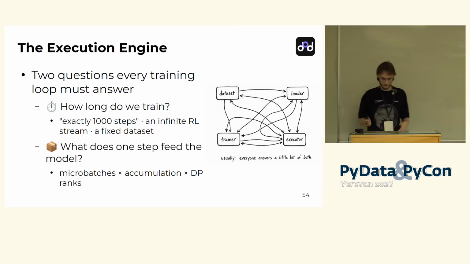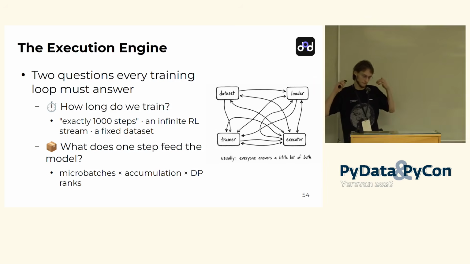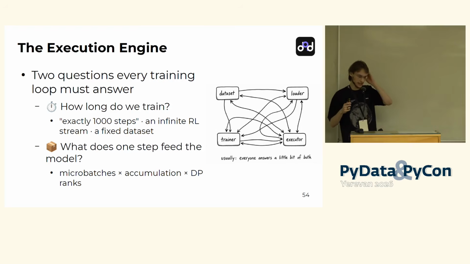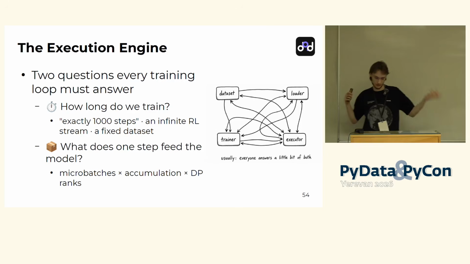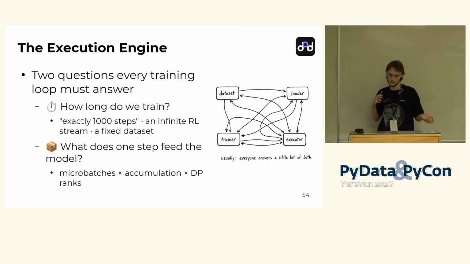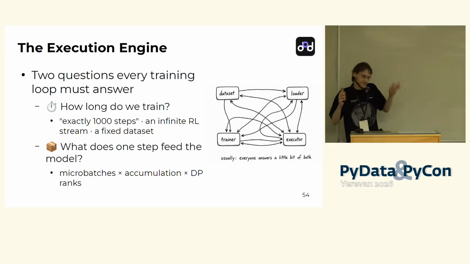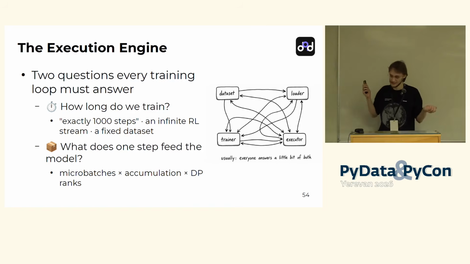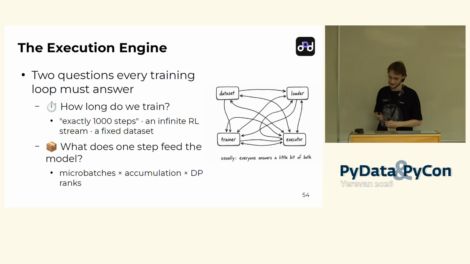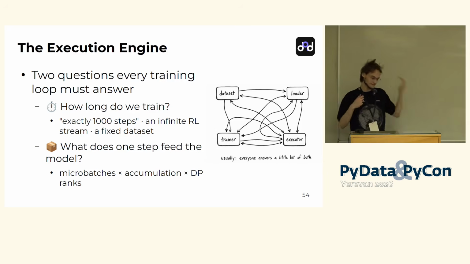Also, I want to show you how our forward-backward execution engine works. Each train loop should answer two questions: how long do we train, and what does one step feed the model? In some train loops I saw, every component answers these questions a bit, so there are invariants related to the length of a data loader, to some configuration, and to other things.